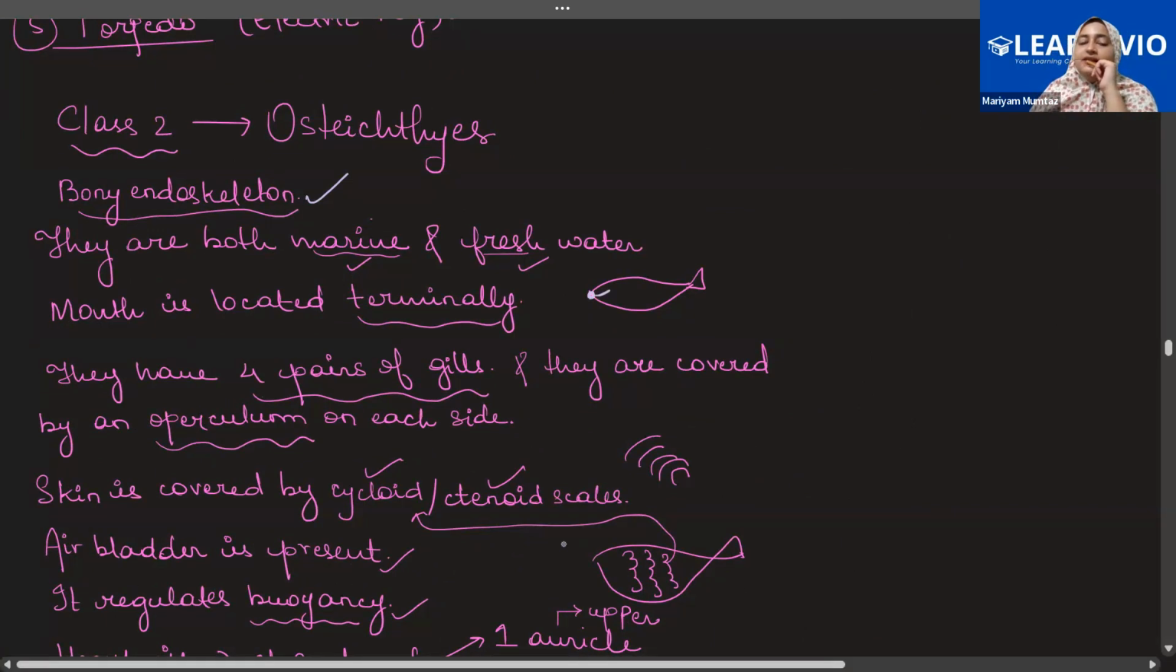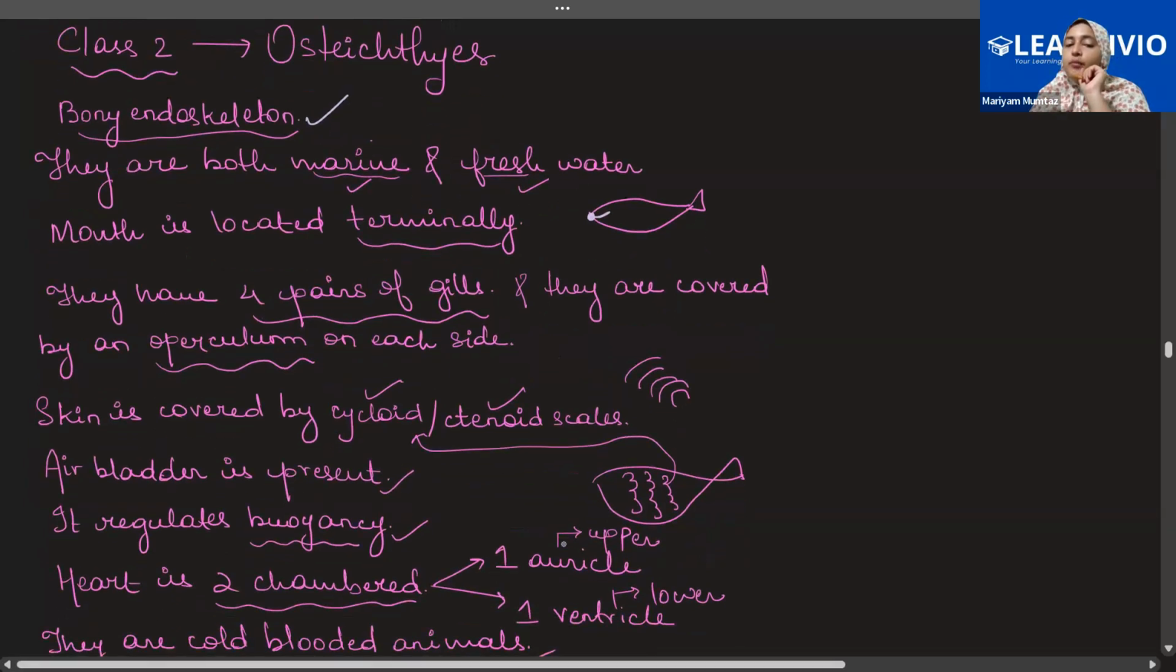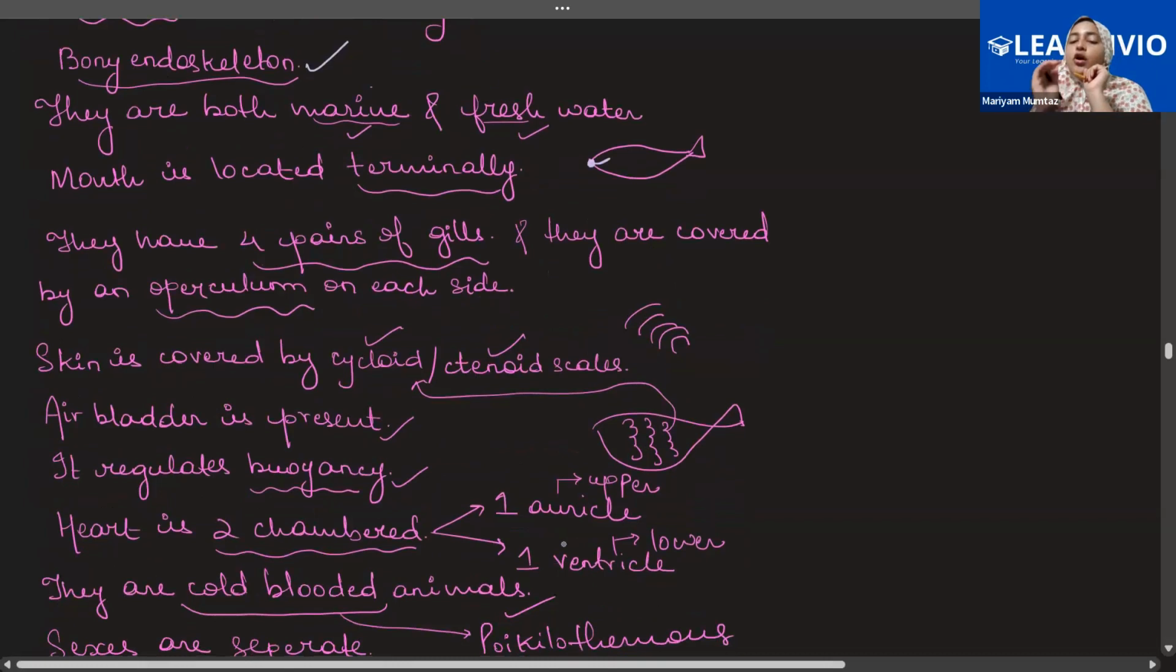Okay, and they have 4 pairs of gills. Remember, they have how many pairs of gills? They have 4 pairs of gills, and all their gills are covered by an operculum on each side. So, operculum is present in them. The skin is covered by cycloid or ctenoid scales.